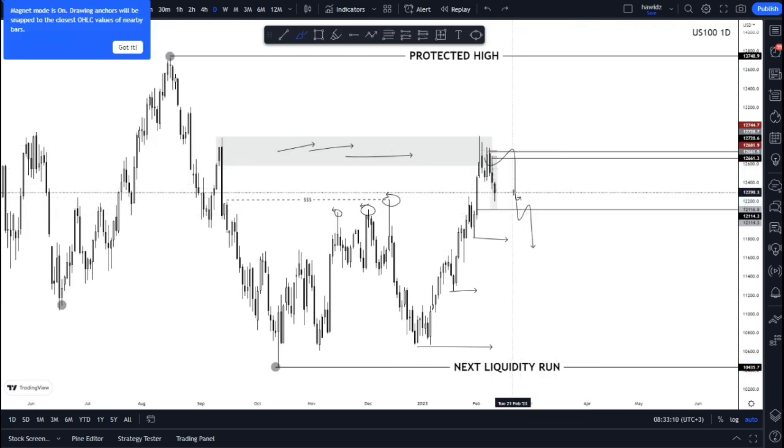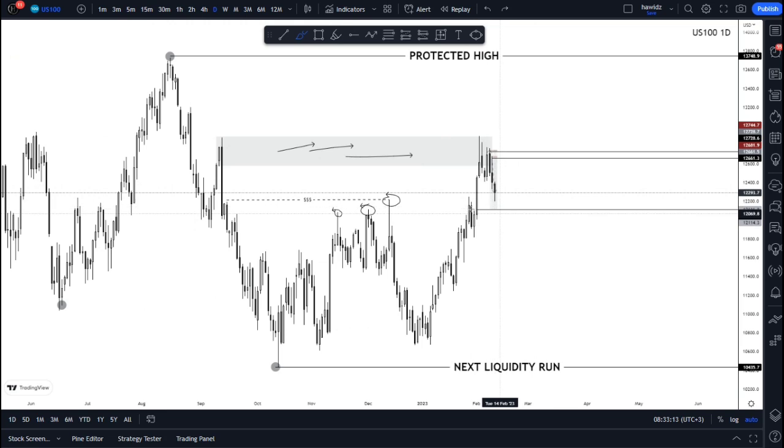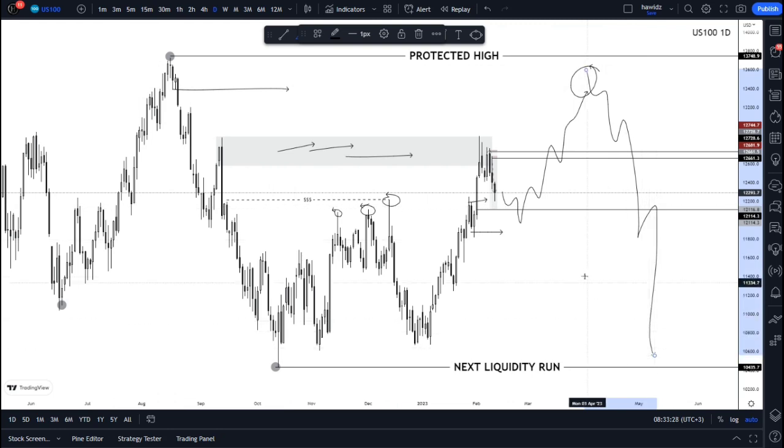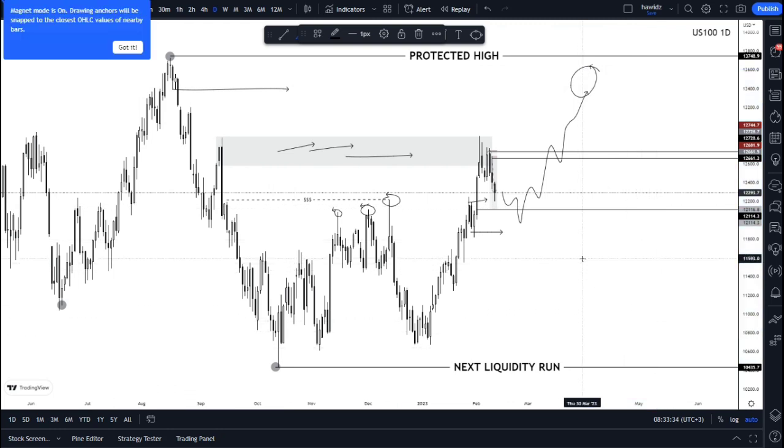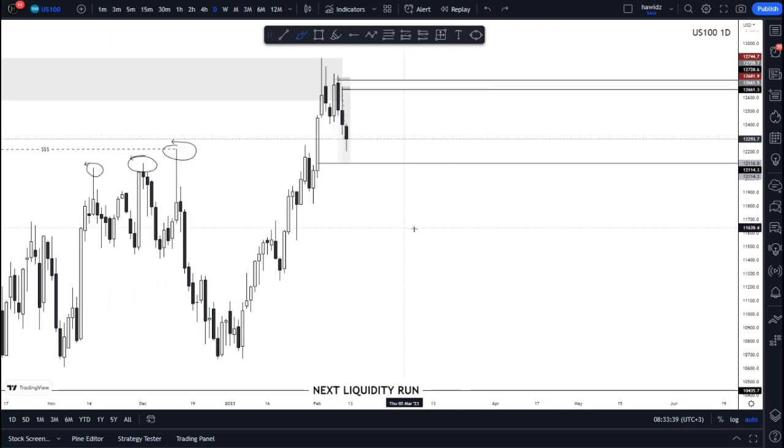Price could easily come down into this area of demand here, and then from here price could gain bullish momentum to come even to this origin level of supply, and then from there price can go bearish. That could easily happen, but we don't know for sure until it happens. So all we can do is make our anticipations based on what we see so far.